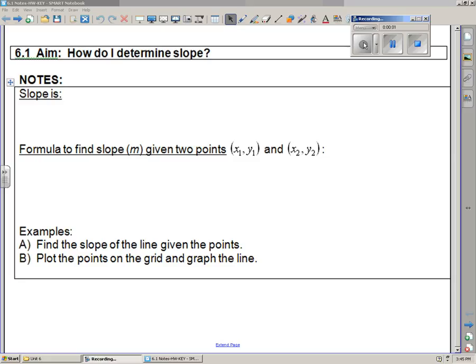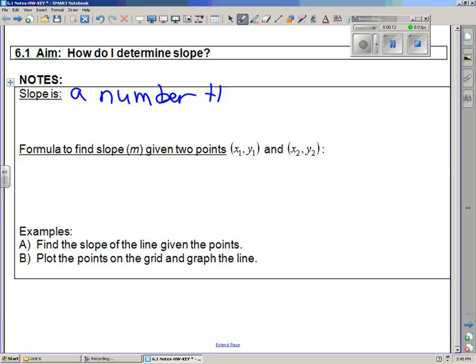So for this lesson, we're going to talk about slope. And slope happens to be a number that represents a line's steepness. So slope is a number that represents the steepness of a line.